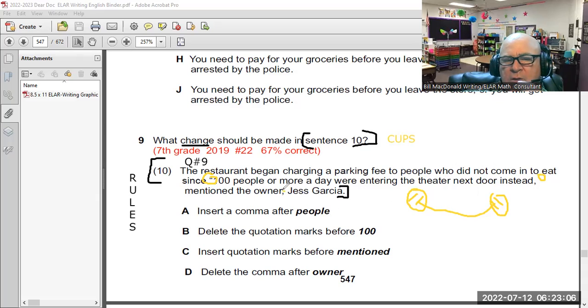I see another comma here. Why is this comma here? Oh, it's telling me more about the owner. And then we have a stop sign at the end called a period. So that would be a four-table error punctuation.